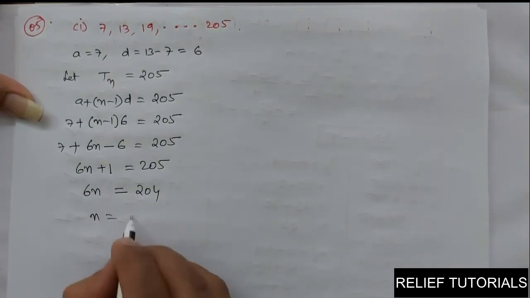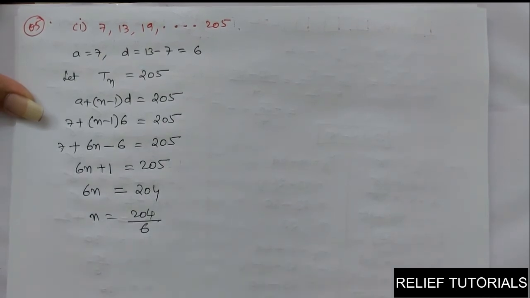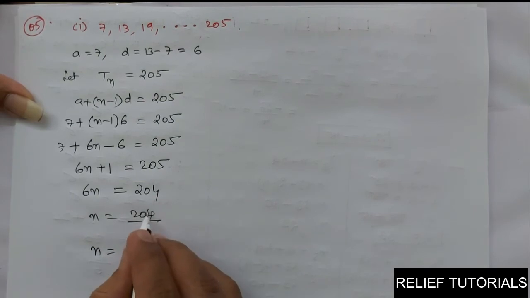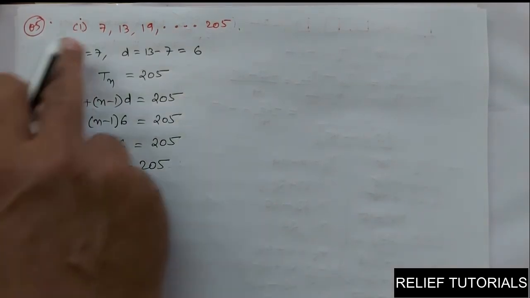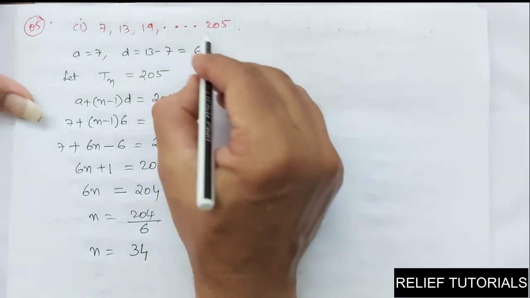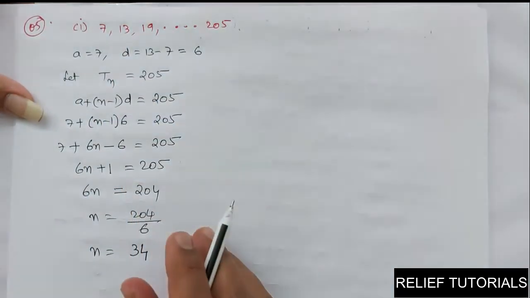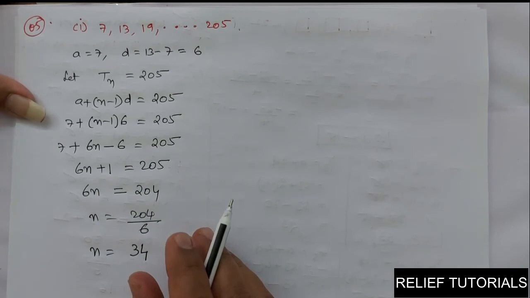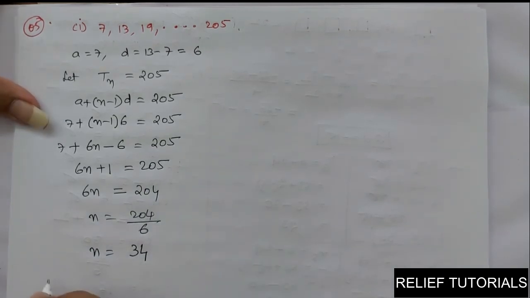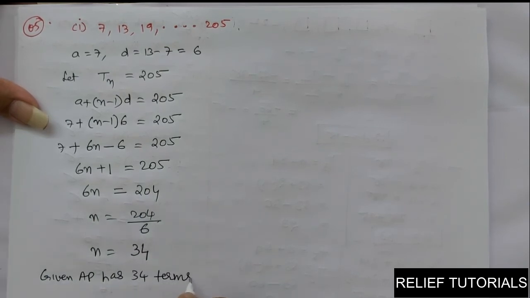So n is equal to 204 upon 6. So n is equal to 34, since 6 threes are 18, 6 fours are 24. So there are 34 terms in this series. This is T34. You have to find out how many terms are there in the given series. So we can say the given AP has 34 terms. How many terms? 34. Clear?